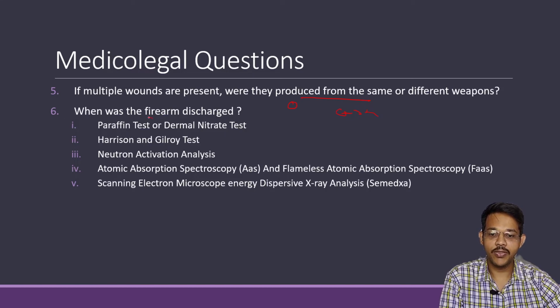Then we have to know when the firearm was discharged. This can be done by different tests like the paraffin test or Dermal Nitrate test, Harrison-Gilroy test, neutron activation analysis, atomic absorption spectroscopy, and scanning electron microscope. These are the different tests available to detect the residues left from the bullet.